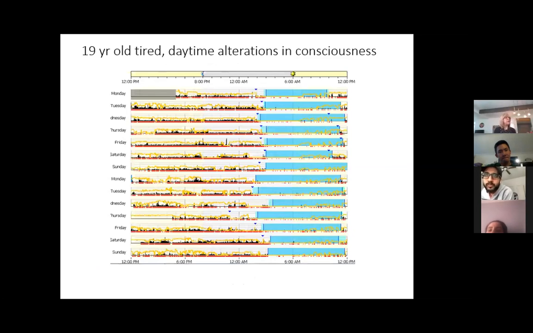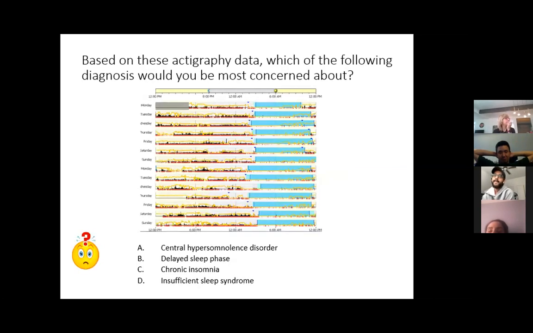All right. This 19-year-old is tired and he's unconscious during the day. What do you see? Take a look, and then I'm going to ask you a question. His mom says you can't wake him up. He's unconscious. Based on these data, which diagnosis would you be most concerned about for this unconscious teenager? Delayed. All right. Delayed. Awesome.